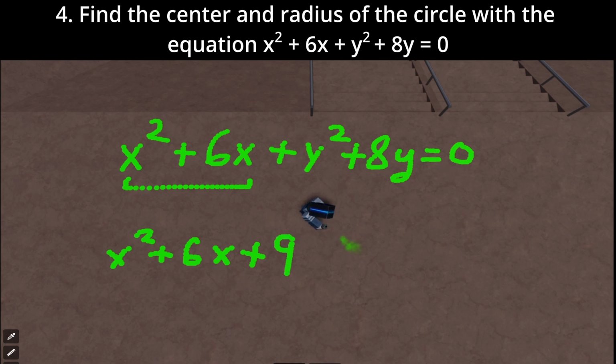But notice how we just changed one side of the equation. I've added 9 to this side of the equation here. I have to add 9 to this side of the equation to be consistent as well. So I'm just going to add a 0 and then I'm going to write plus 9 because we need to add a 9 to that side.